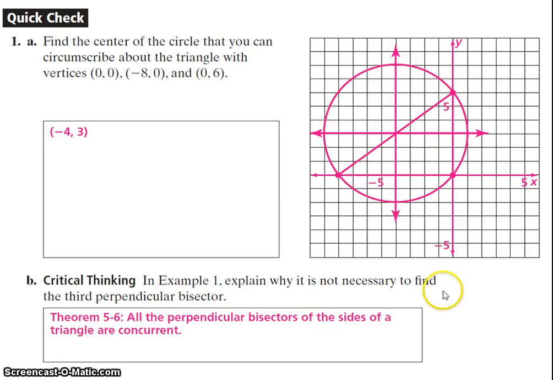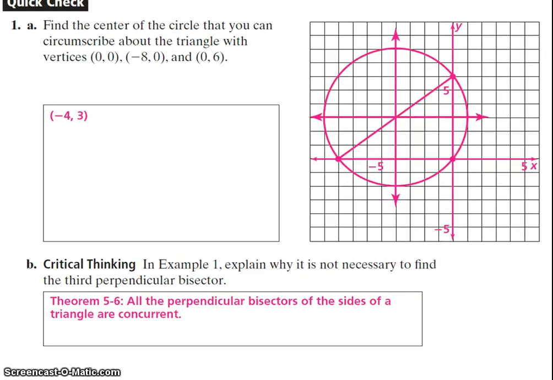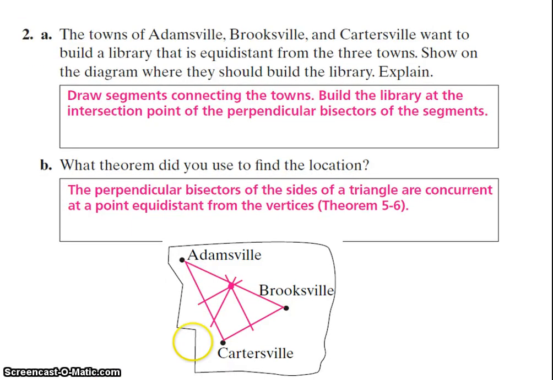Now, in example 1, explain why it's not necessary to find the third perpendicular bisector. It's because all the perpendicular bisectors of the sides of a triangle are already going to be concurrent. 2a. The towns of Adamsville, Brooksville, and Cartersville want to build a library that is equidistant from the 3 towns. Show on the diagram where they should build the library and then explain.